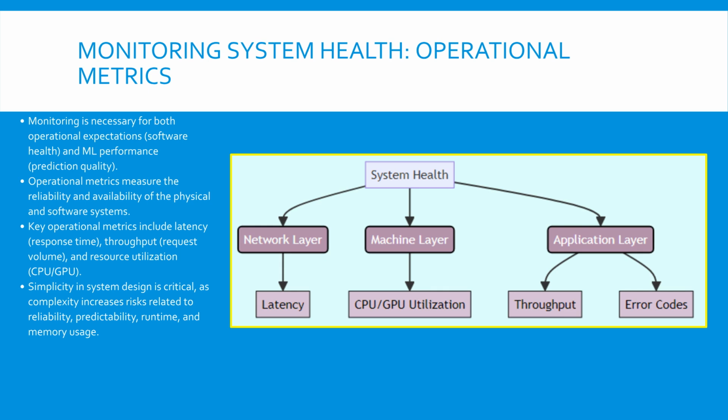What have we learned about operational monitoring? We learned that ML systems must track operational metrics like latency and throughput to ensure the software is reliable and fast, because a down system is useless, no matter how smart the model is.